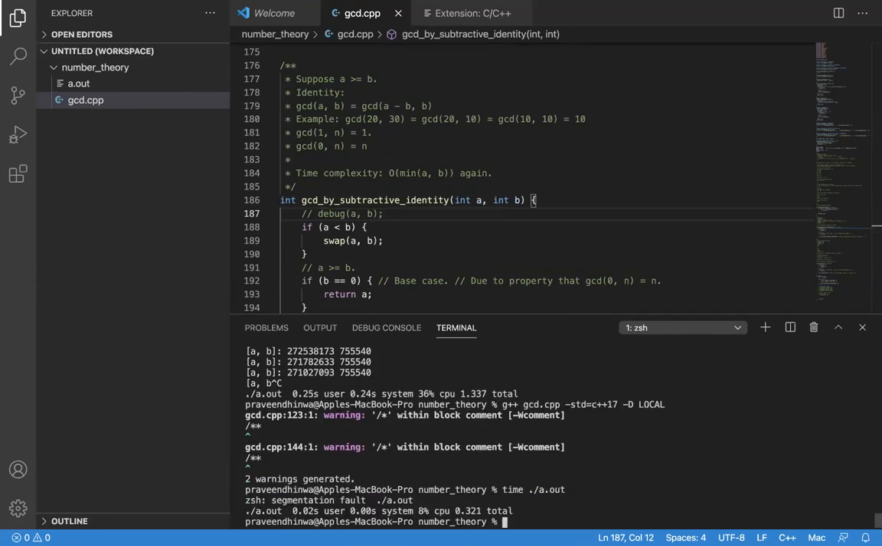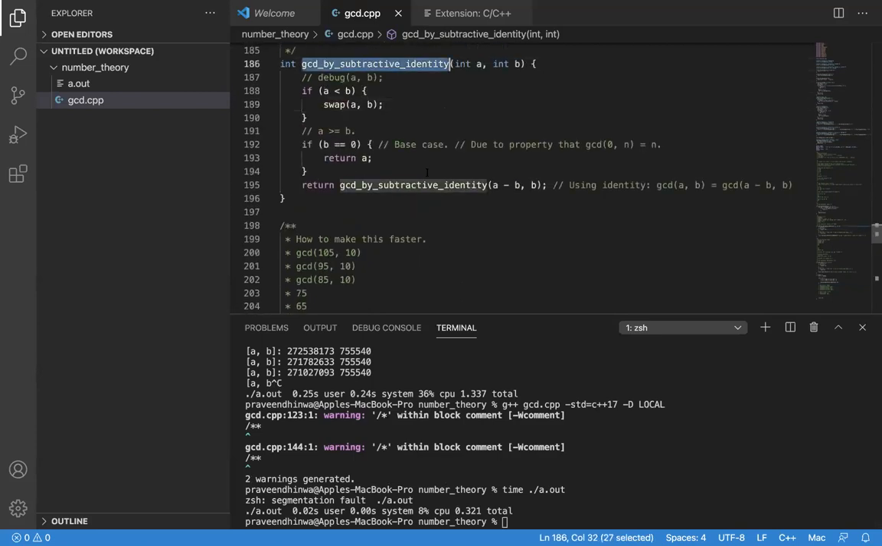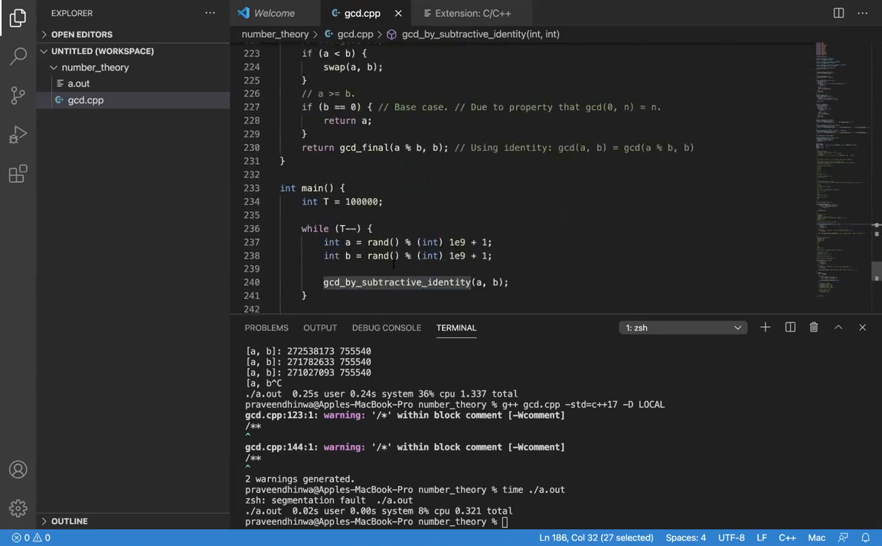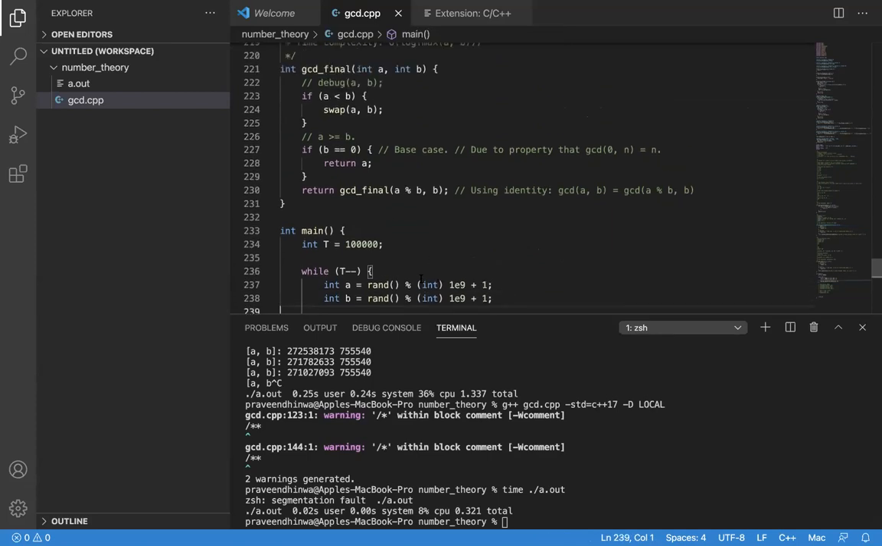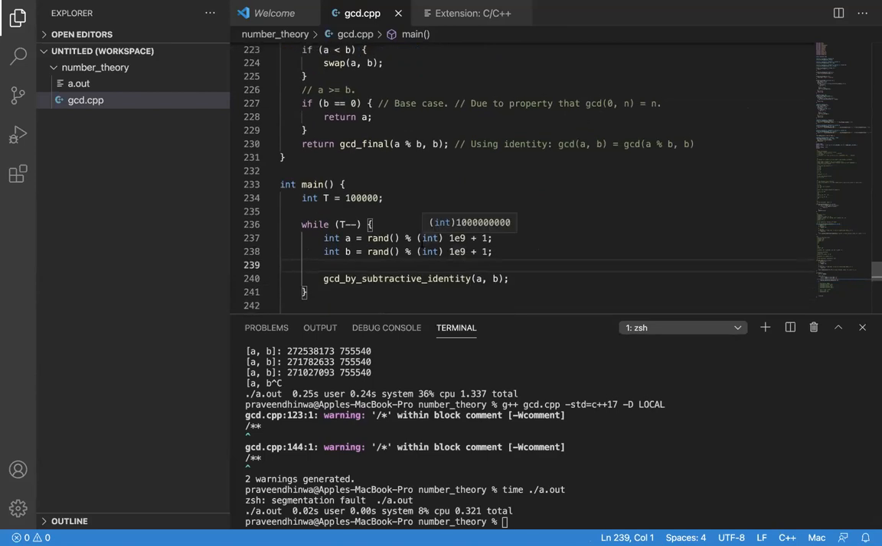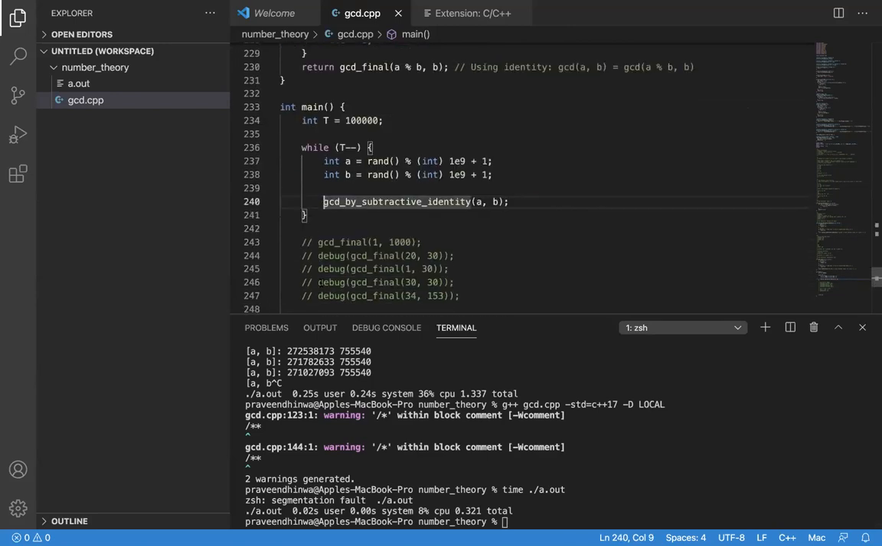See, so this time GCD by subtractive identity. Okay, this also seems to have taken, because random numbers... one problem with random numbers is most of the random numbers have their GCD, most of the time they will be co-prime to each other, or like their GCD will be either one or very, very small. So let's try seeing its output. Debug of this.